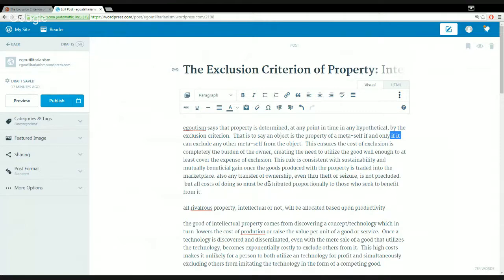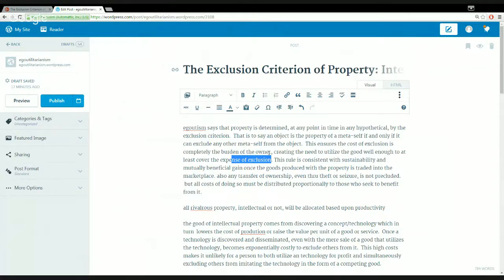So this ensures that the cost of exclusion is completely the burden of the owner, right? All the costs of owning something are on the owner. Therefore, it creates the need to utilize the good well enough to at least cover the expense of exclusion. So you see, the evolutionary profit is maintained. It's needed in order to maintain property. It needs to be quote unquote meta-self profitable, or else it starts to erode the existence of the meta-self. And this is the ultimate morality here, right?